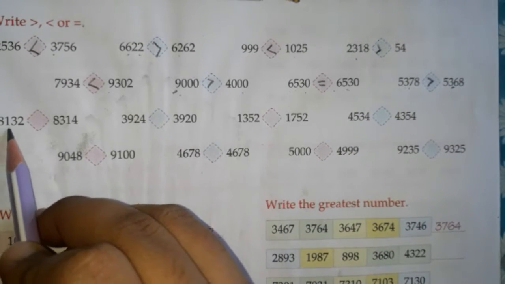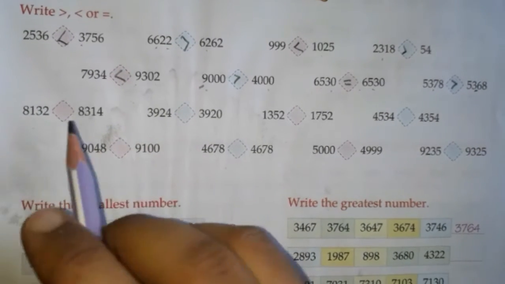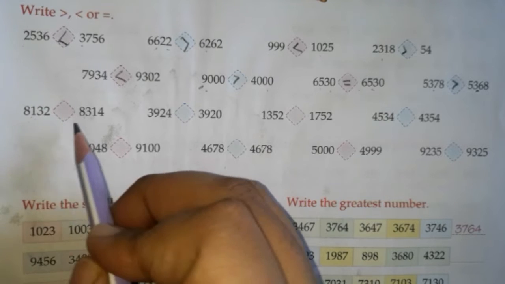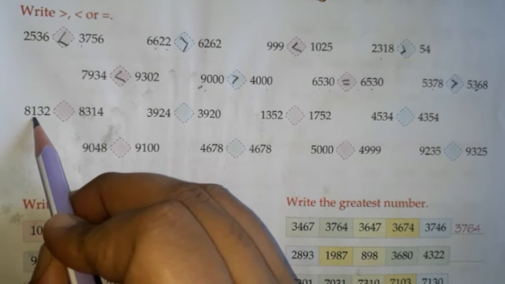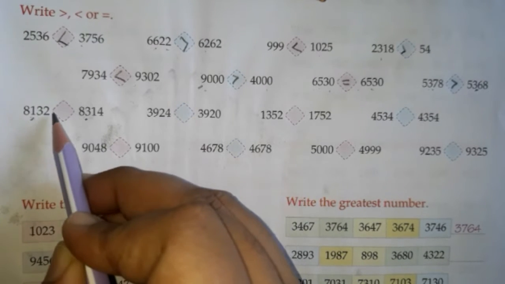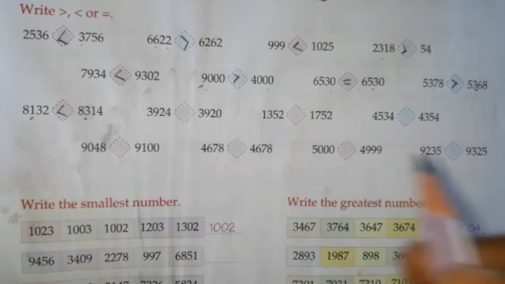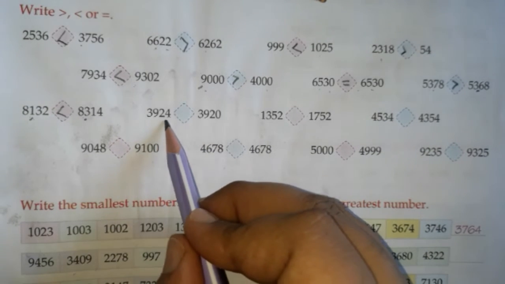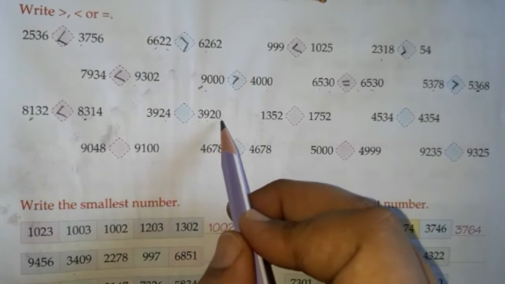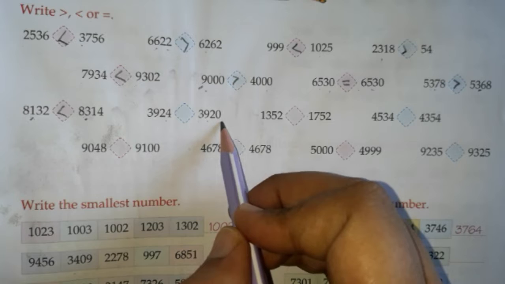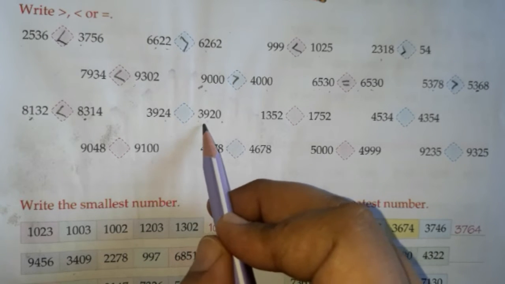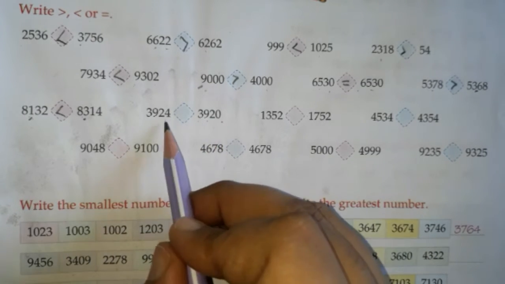Here 8132, 8314. First number is 8 in both the numbers. We'll go for the next number. It is 1 here and it is 3 here. 3 is greater, so this number will be greater. 3924, 3920. Apparently this number is lesser and this number is greater.